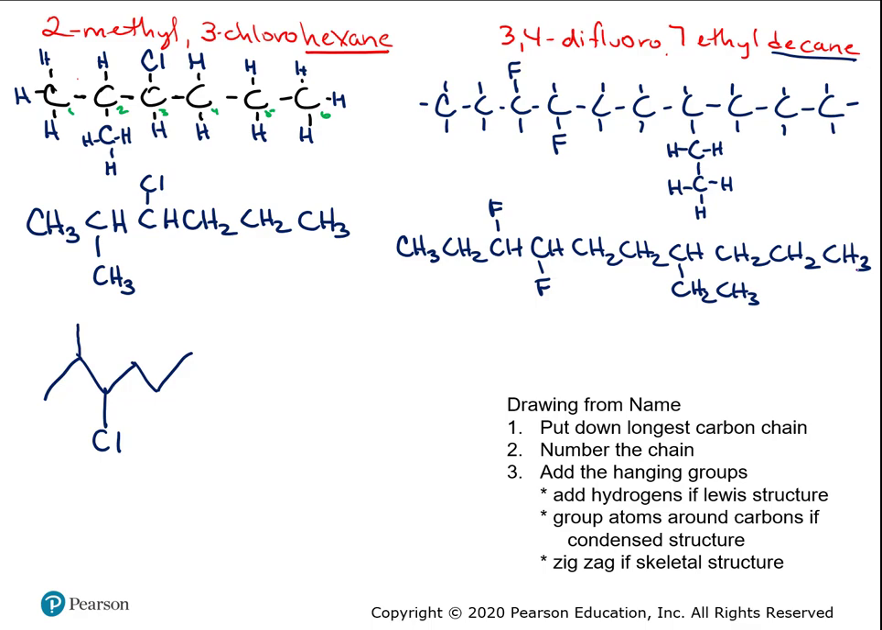Zigzags, way easier. How many lines in your zigzag? 9. 1, 2, 3, 4, 5, 6, 7, 8, 9. See? Done. So now I'm going to put a fluorine on what? I'm going to put a fluorine here and a fluorine here. Does everybody see that that is carbon numbers 3 and 4?